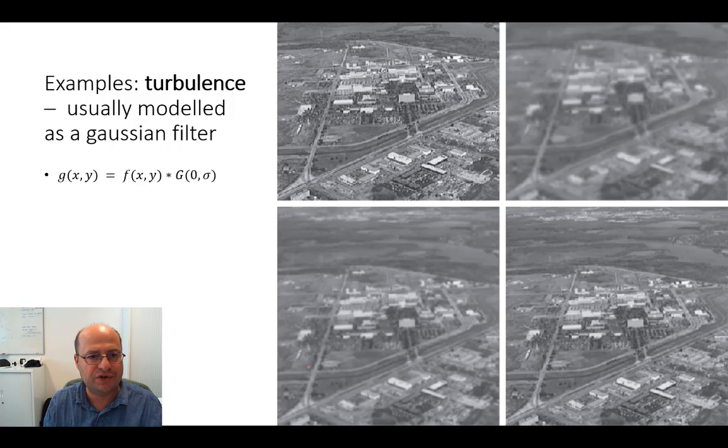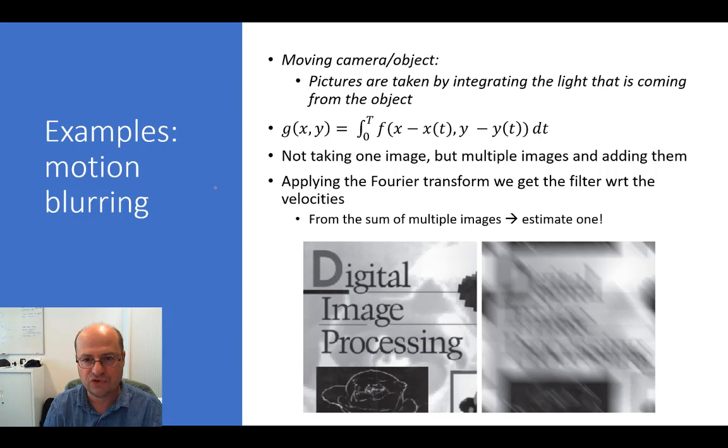And you can have more difficult models, such as the model of turbulence. Turbulence is what I get whenever I try to take a picture. When you shake your camera, that's the model of turbulence. It also can be modeled by a Gaussian filter, by a Gaussian degradation.